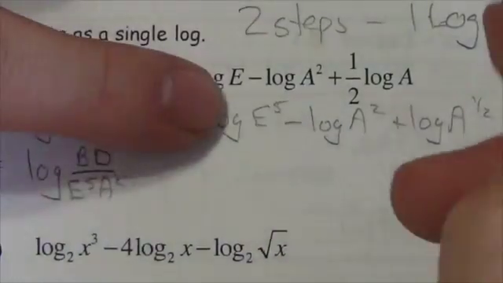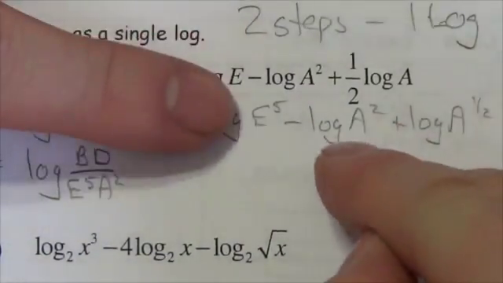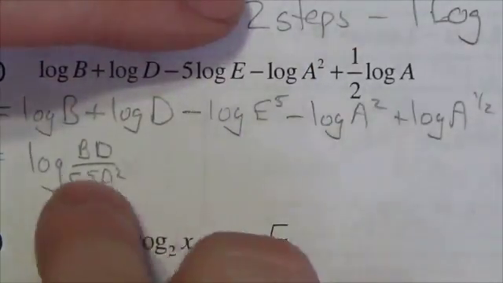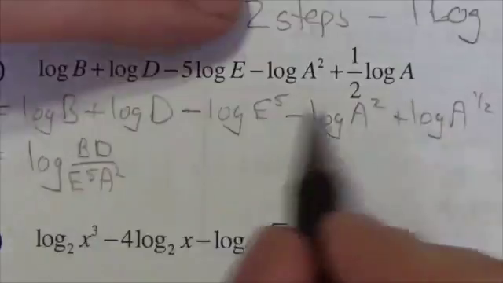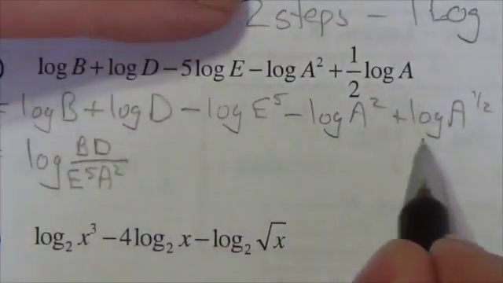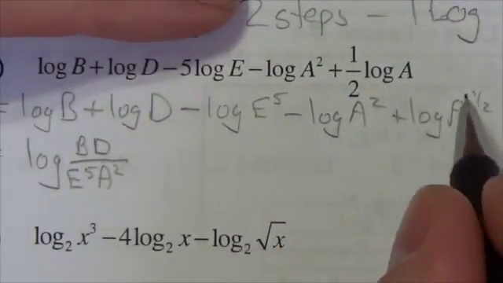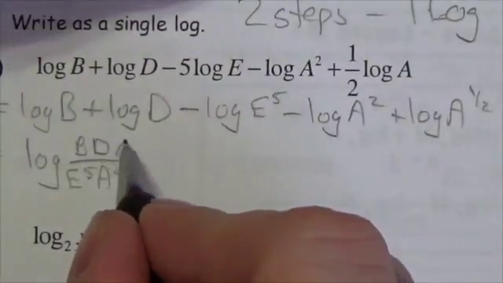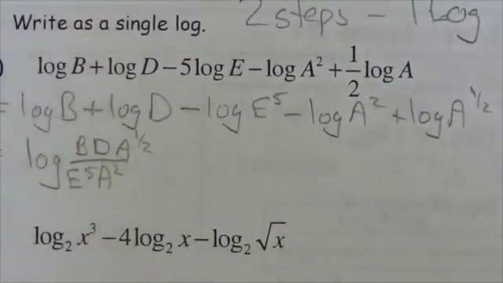Now remember what that means here. When I'm dividing by a squared, that's like multiplying by the reciprocal, which means it's going to go into the denominator there. And then plus, log a to the 1/2. So I'm going to multiply by that, which means that's going to go into the numerator.